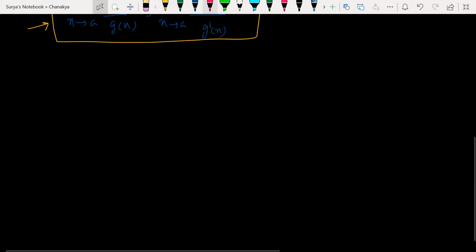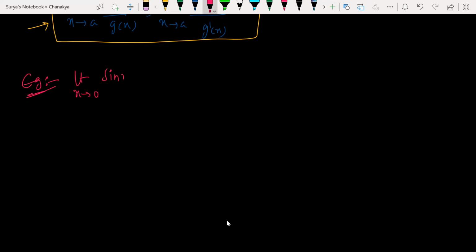Look at this example. Limit x tending towards 0, the question is sin x by x. I already know the answer straight away. What answer did I tell? I told 1, yes or no? Yes, I told that answer as 1, but how are we getting that 1?